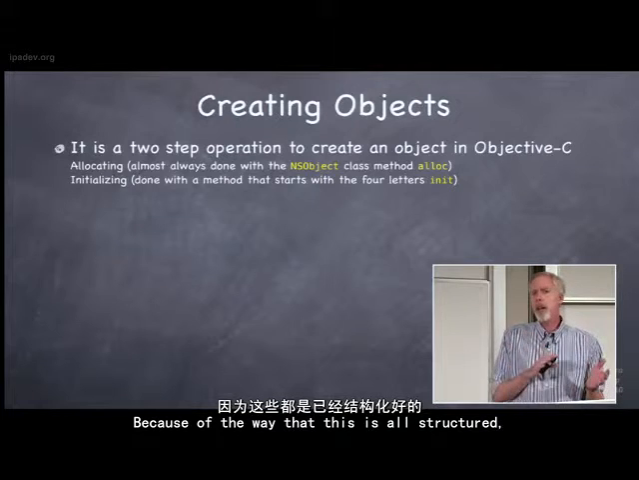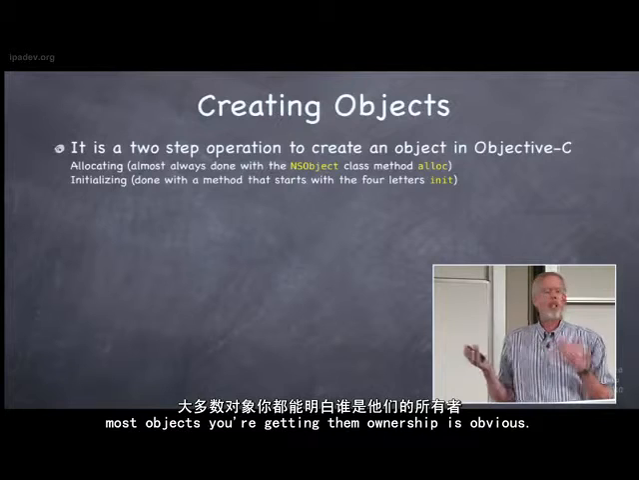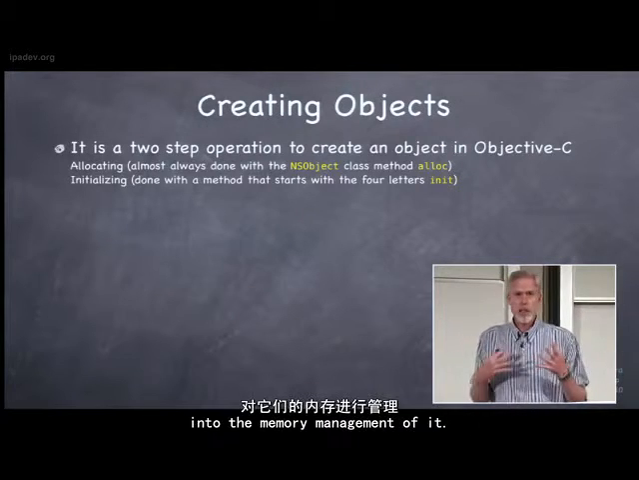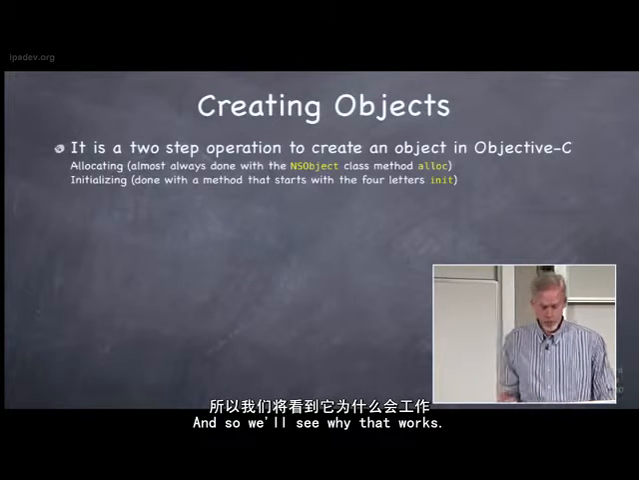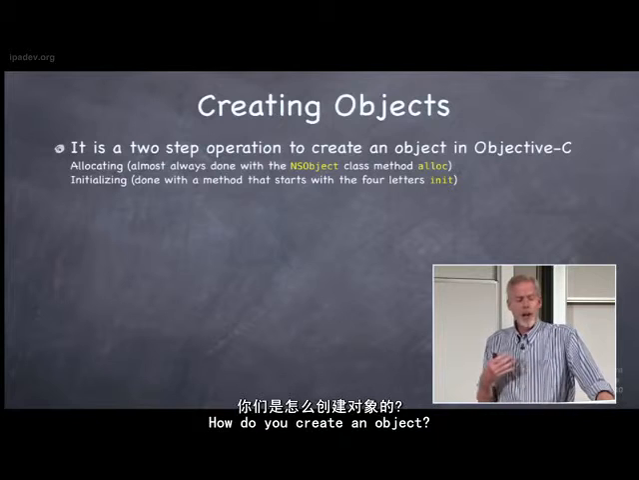Because of the way that this is all structured, with most objects, you're getting them, ownership is obvious, and you don't even have to explicitly go into the memory management of it. And so we'll see why that works. But we'll start with creating objects. How do you create an object?